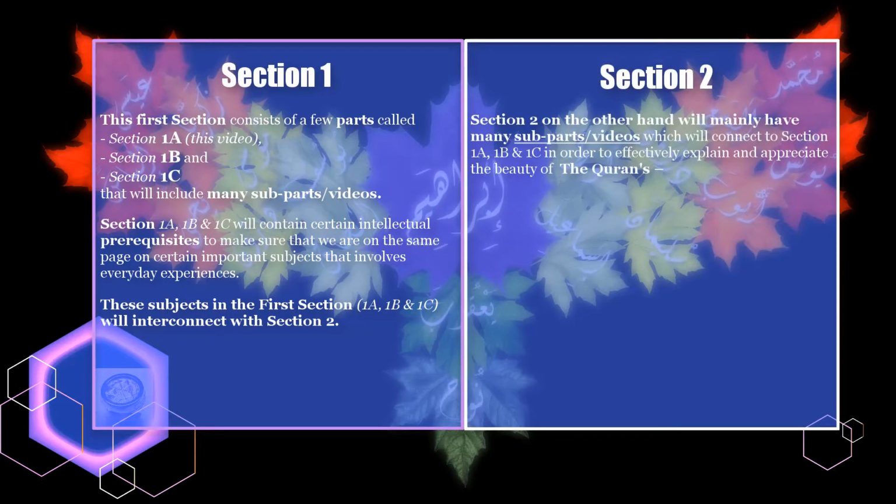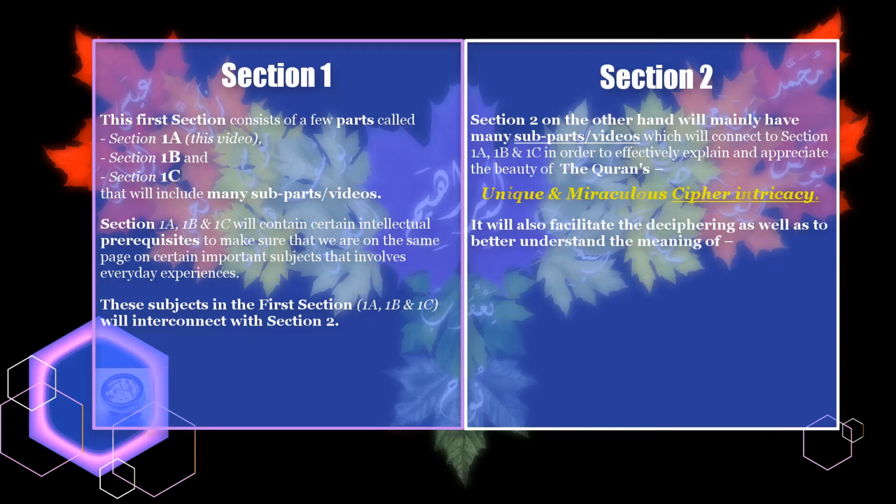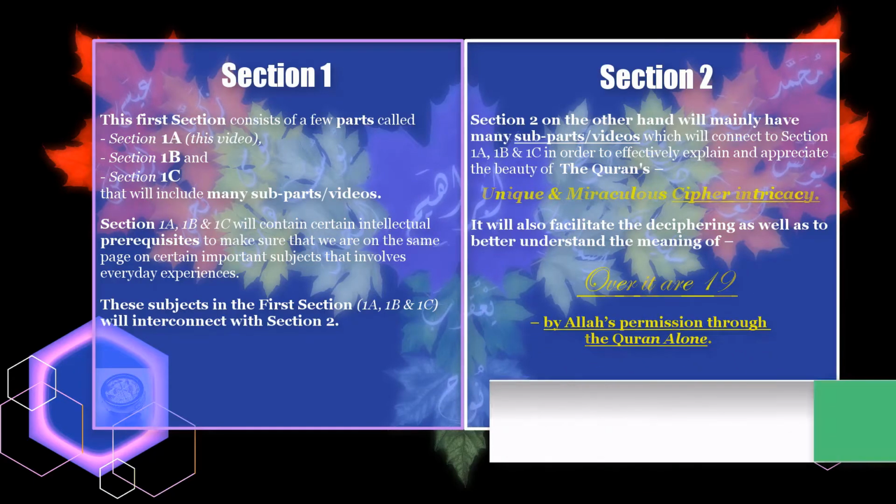Section 2, on the other hand, will mainly have many subparts or videos which will connect to Section 1A, 1B, and 1C in order to effectively explain and appreciate the beauty of the Quran's unique and miraculous cipher intricacy. It would also facilitate the deciphering as well as a better understanding of the meaning of over it are 19, by Allah's permission, through the Quran alone.